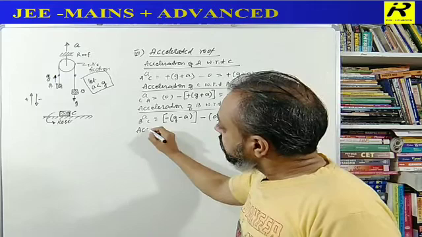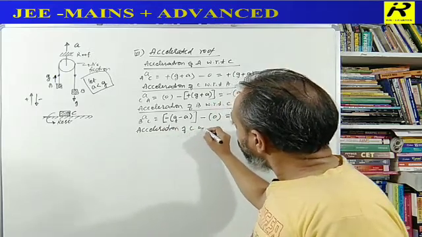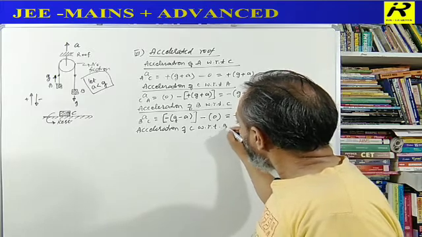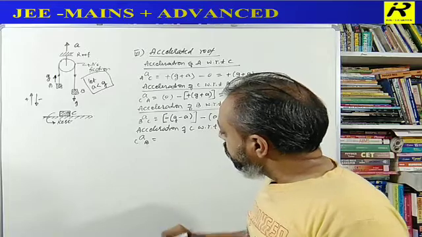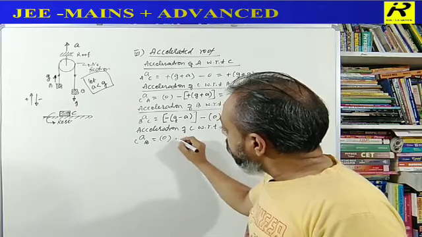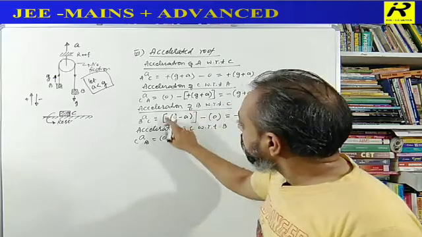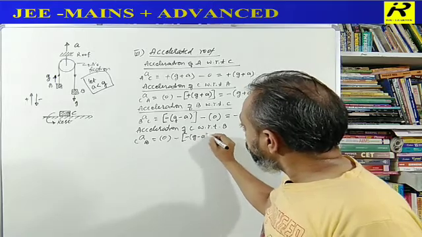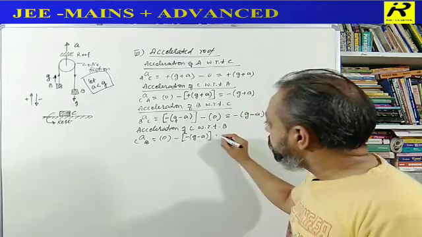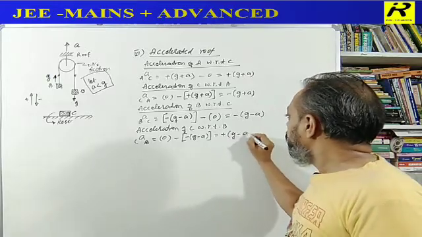So now the acceleration of C with respect to B. The acceleration of C is 0, minus the acceleration of B, which is the terms inside the bracket, minus g minus a. So finally what I get is plus g minus a.